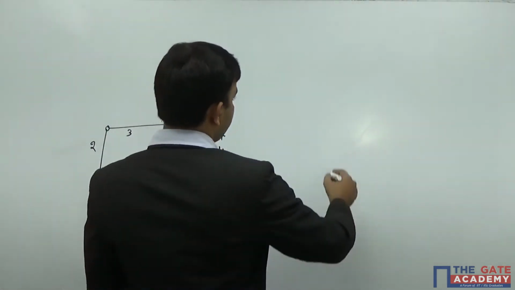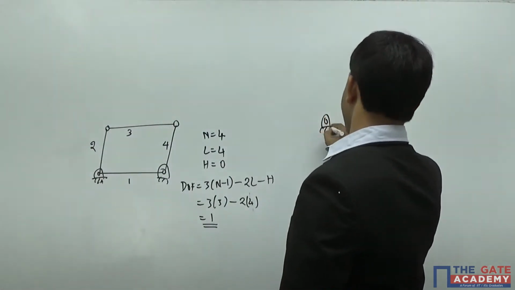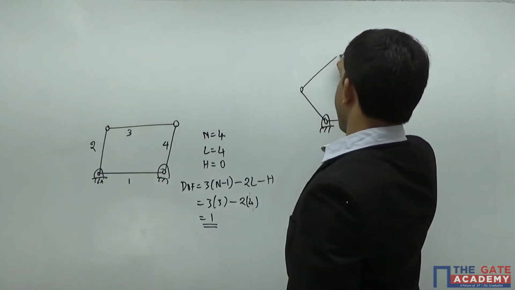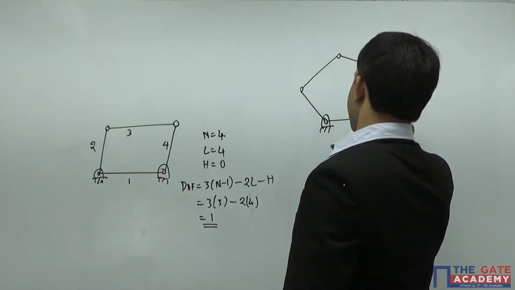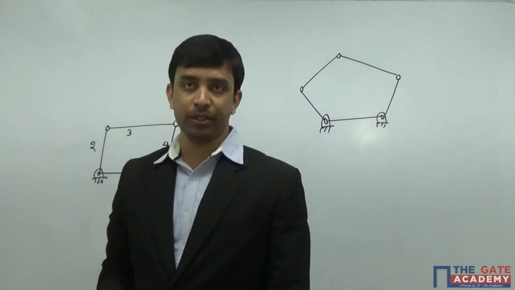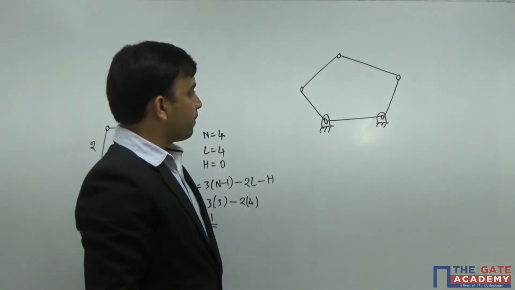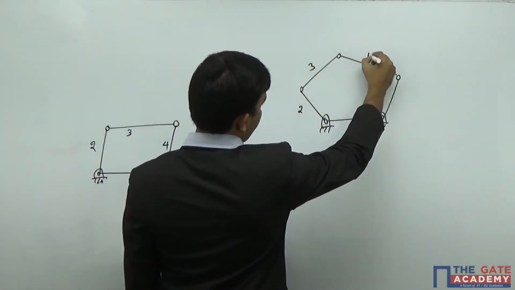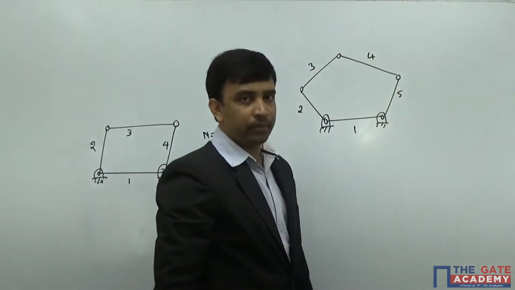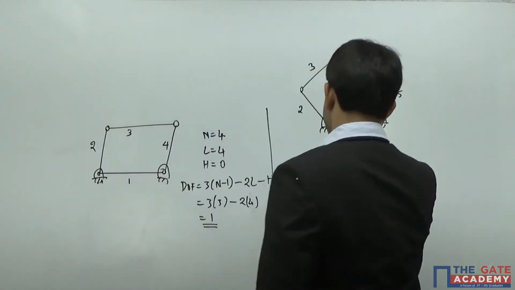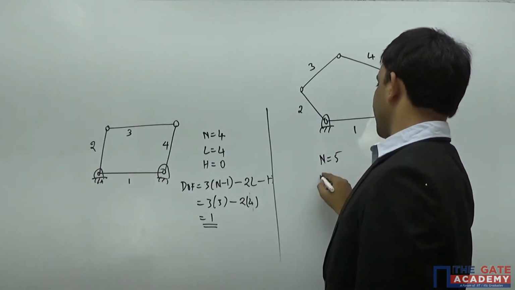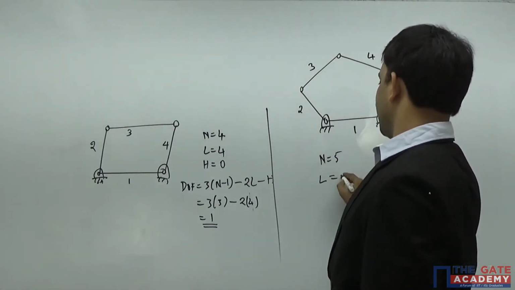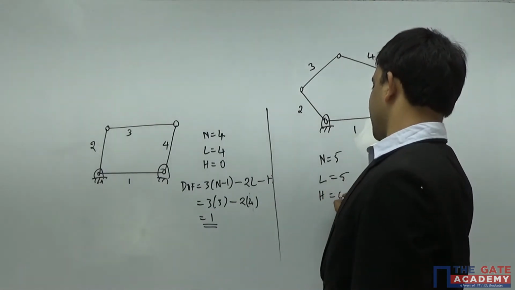Now we'll solve one more problem. Calculate degrees of freedom for this system. This was asked in GATE. This is link number 1, this is link number 2, this is link number 3, this is link number 4, this is link number 5. The number of links here is 5. The number of lower pairs: 1 turning pair, second, third, fourth, fifth. The number of turning pairs is 5. If you look at the mechanism, there are no higher pairs.